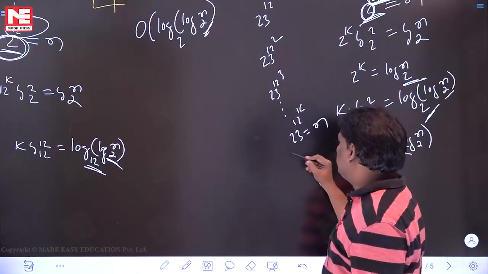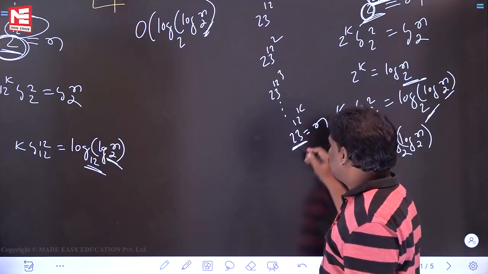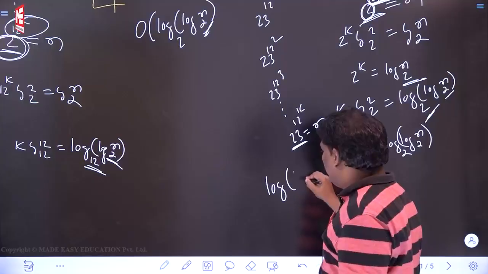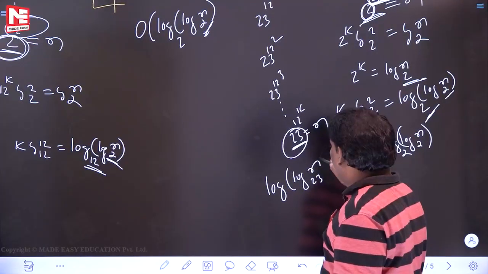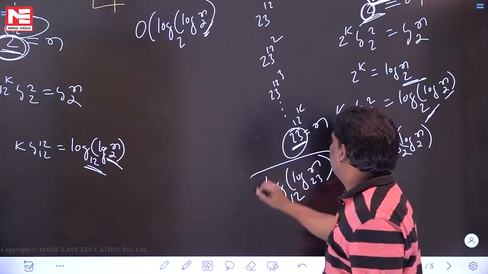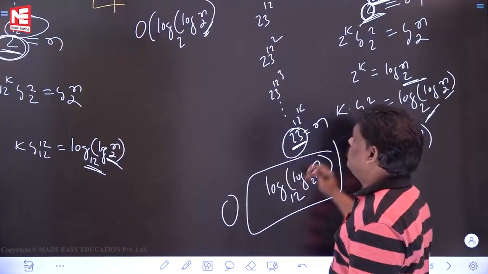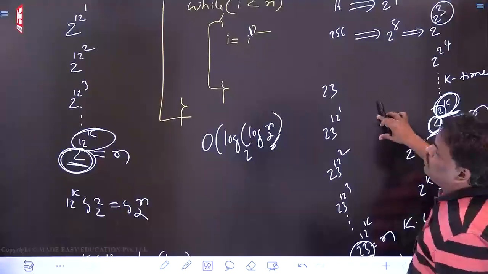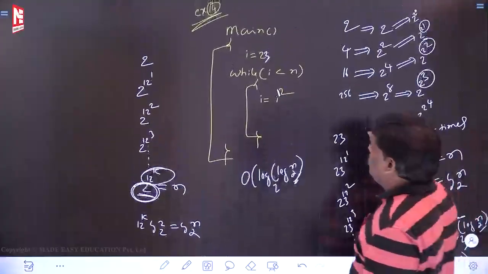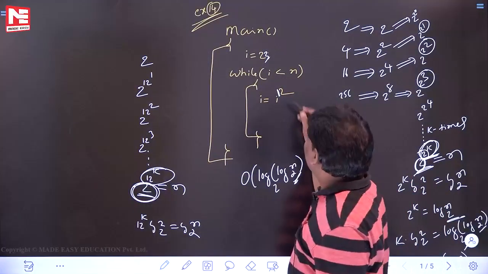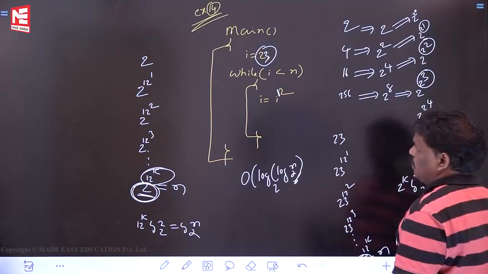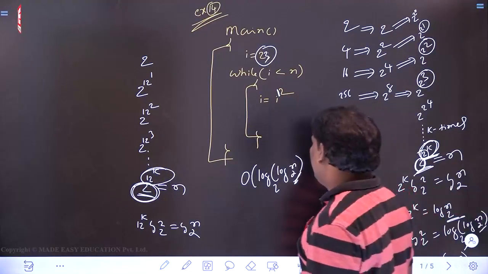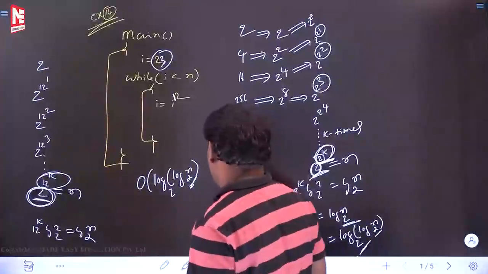Now if you apply, the first base is the inner base, the outer base is 12. The final answer is going to be log of log n. What is the inner base? 23. Outer base 12, right, like this. Big O, the time complexity of this problem is going to be log log n, inner base 23, outer base 12. I am thinking that you are really comfortable, right? Let's see one more story also.